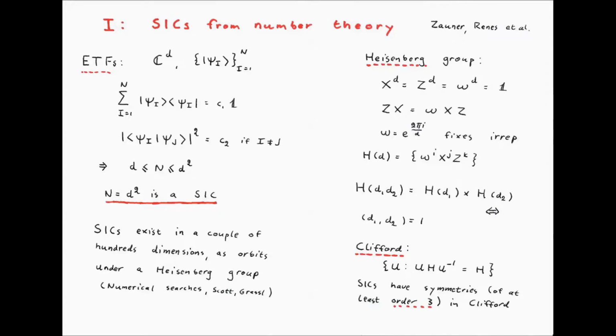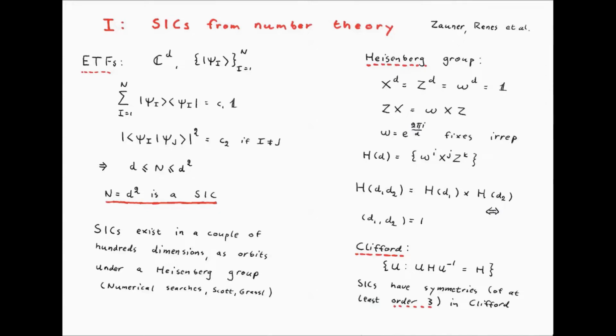If that happens, you say that the SIC has a symmetry. And a conjecture going back to Gerhard Zauner says that every SIC generated in this way has a symmetry of at least order 3 from the Clifford group.